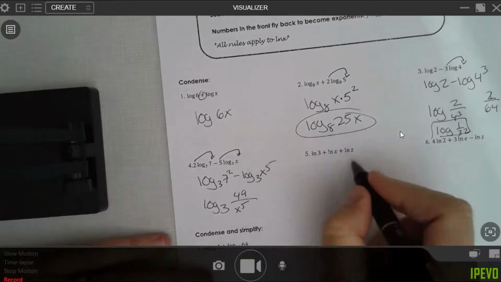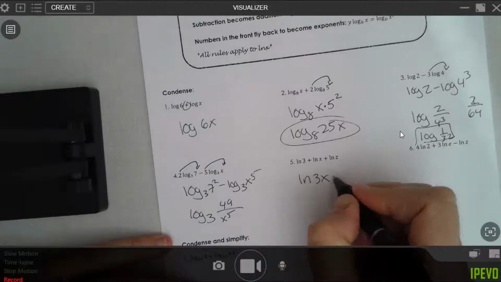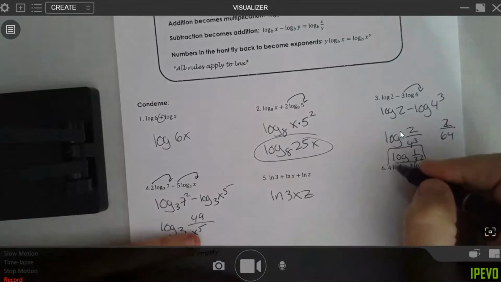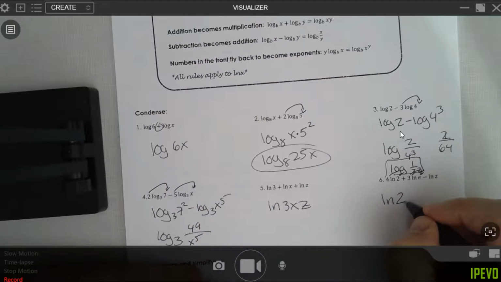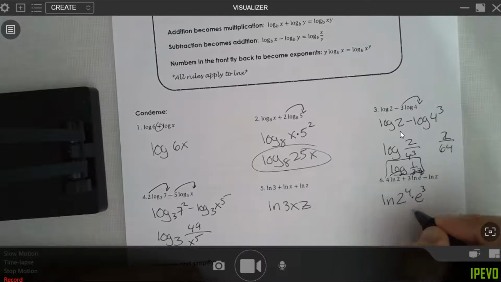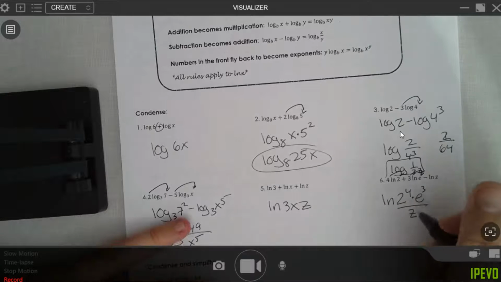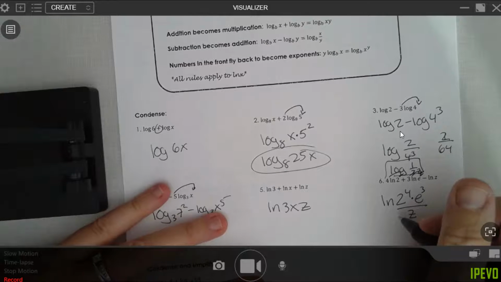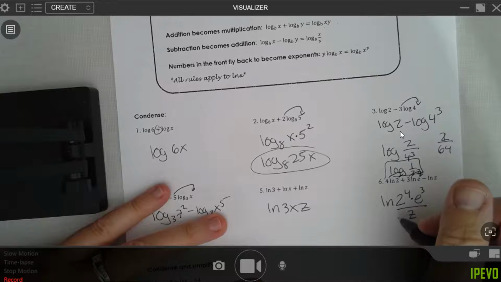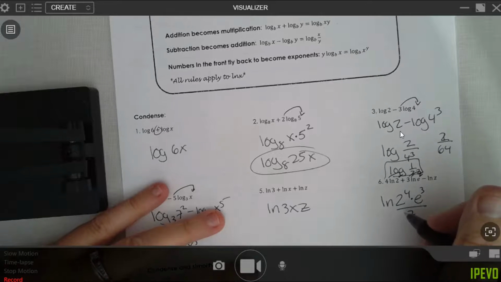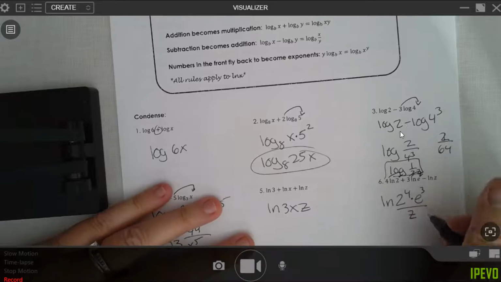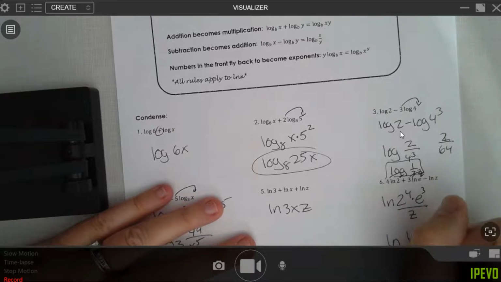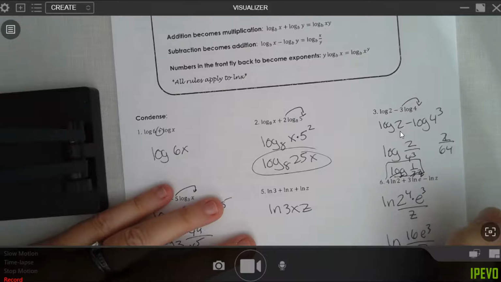All right, these are all addition, so they all come together as multiplication. This 4 goes back to the 2, the 3 is back there. So I'd have natural log of 2 to the 4th times e cubed divided by z, or you could say 2 to the 4th is 2 times 2 is 4 times 2 is 8 times 2 is 16. So you could write this as 16e cubed over 7.